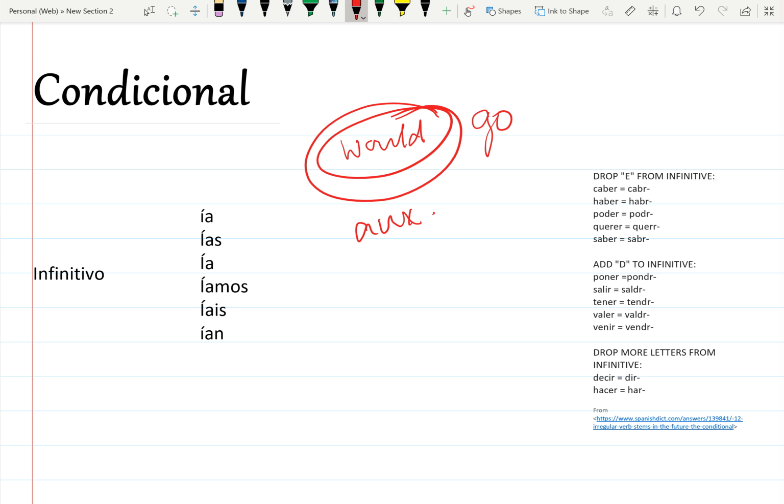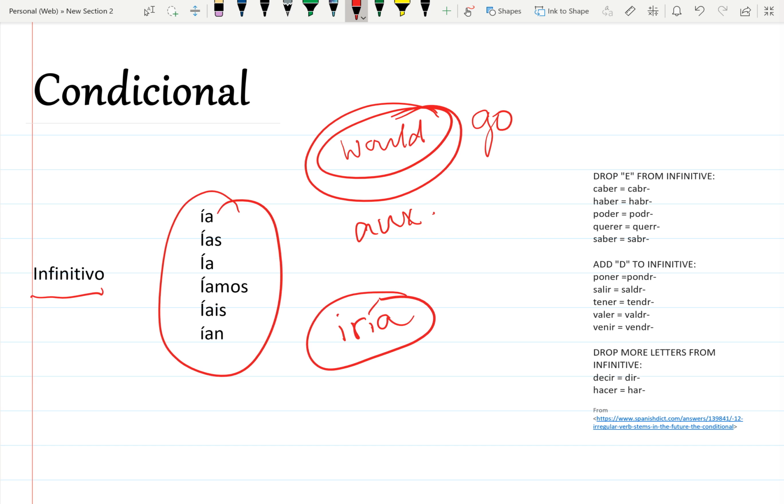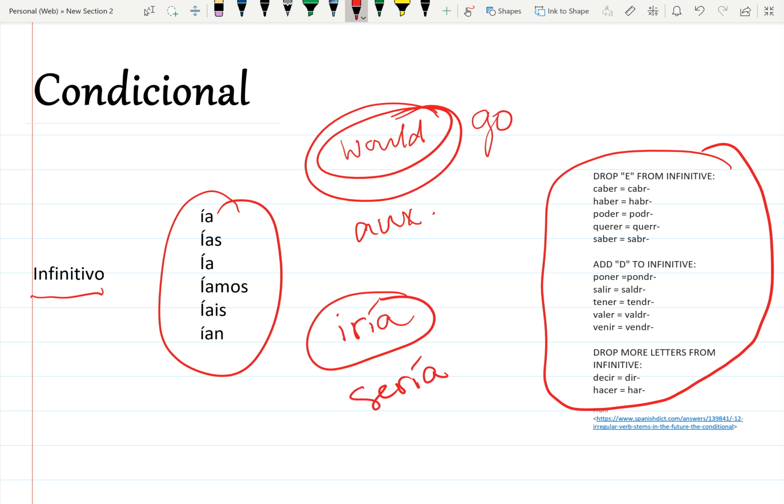Instead, in Spanish, what we do is we take the infinitive and we add one of these endings. So I would go, yo iría, right? That means would go. I would be, yo sería, right? There are a few exceptions where instead of using the infinitive, you use one of these stem changing verbs, right? And you really have to memorize this, but they're the same as the future tense. That helps a little bit in studying.